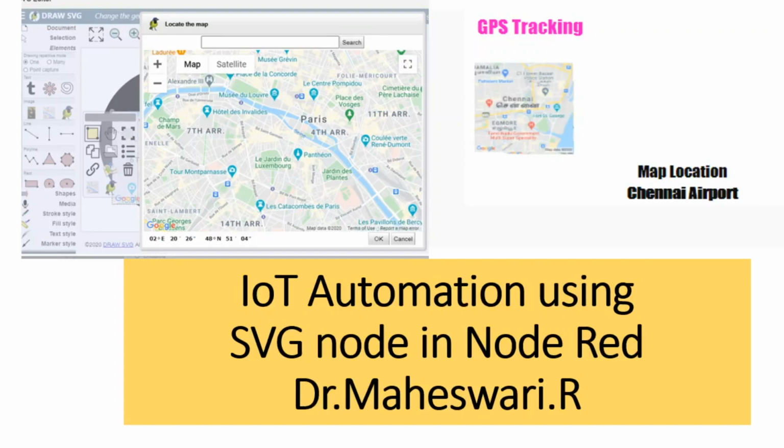Dear learners, in this session we are going to see how to automate your IoT modules using SVG node through Node-RED, such as allocating the map, configuring the functionality, and how to integrate this in Node-RED and how to produce the output both in the debug monitor as well as in the dashboard modes.